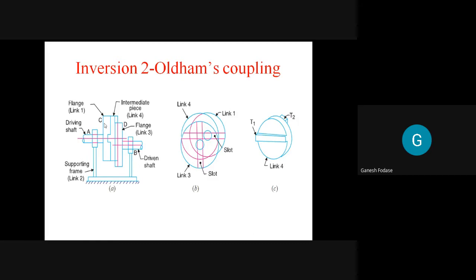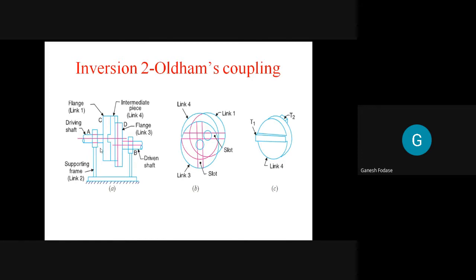Means link number 1 and 3 are forming which kind of pair with link number 4? It has a slot like this. So which kind of pair? Surface pair. Which kind of pair is it? Prismatic pair. So this link number 4 is forming a prismatic pair with link number 1 and 3, while link 2 is forming a turning pair with 1 and 3. So of course it is a double slider only. 2 prismatic and 2 turning pairs.